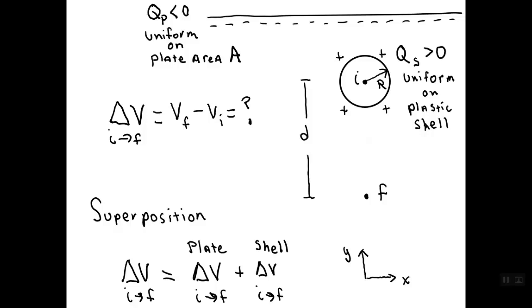So we're going to focus on the plate first, ignoring the shell, and calculate delta V due to the plate, then focus on the shell, ignoring the plate, to find delta V for the shell, and at the end, add everything up.